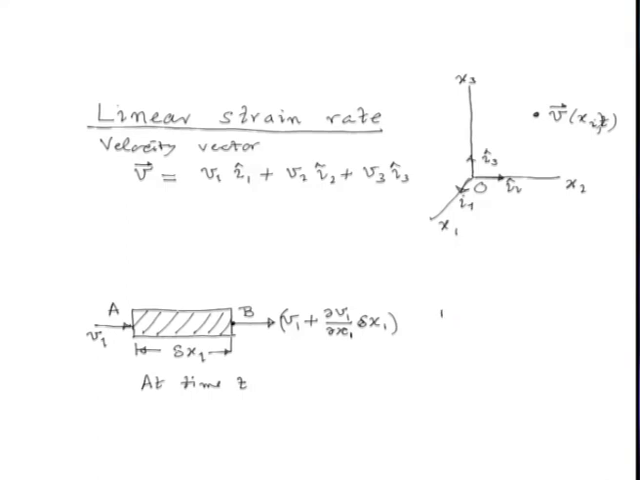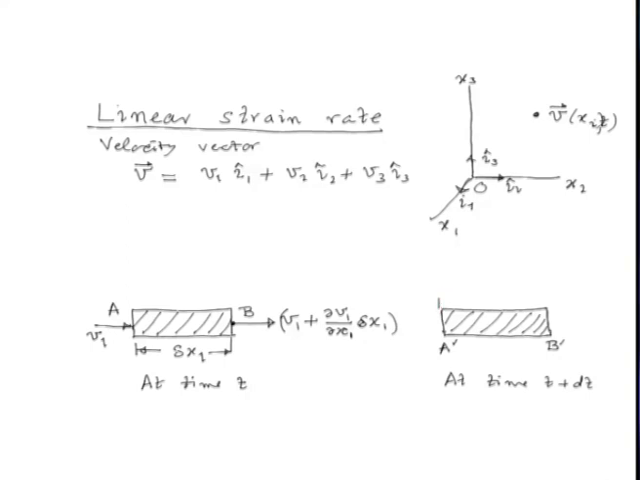After a small time increment t plus delta t, this element would have moved to the right under the influence of the x velocity component. Now, let us say the changed position is A prime B prime. Now, this A prime B prime represents the changed element AB at time t plus dt. How would we obtain the position of A prime?